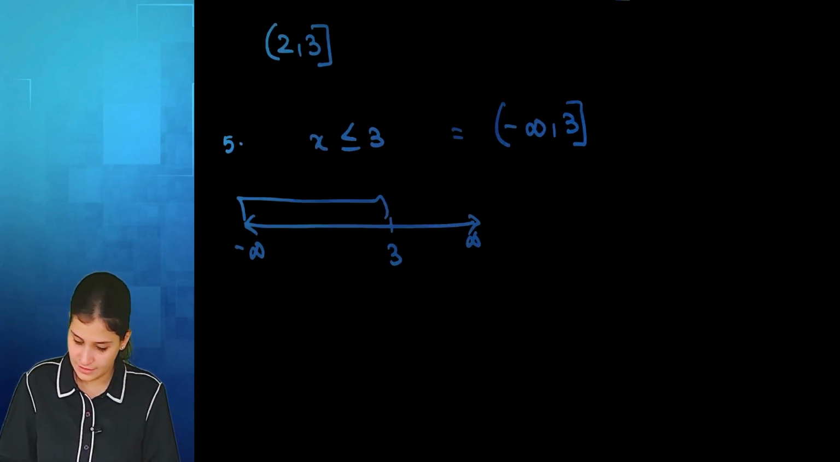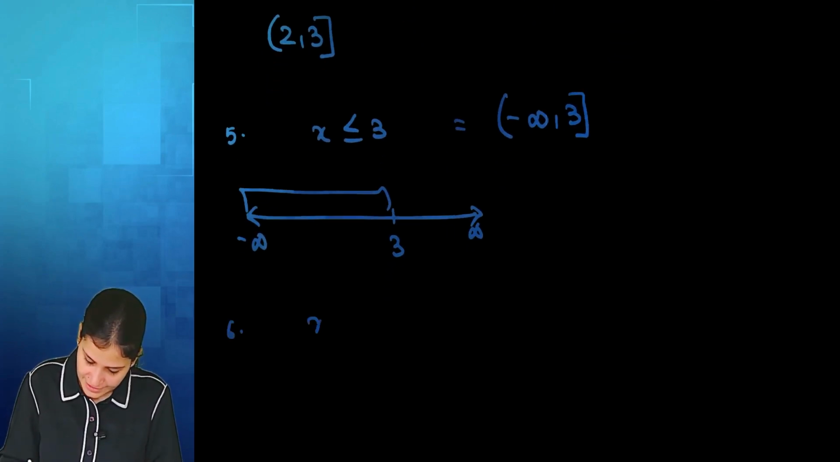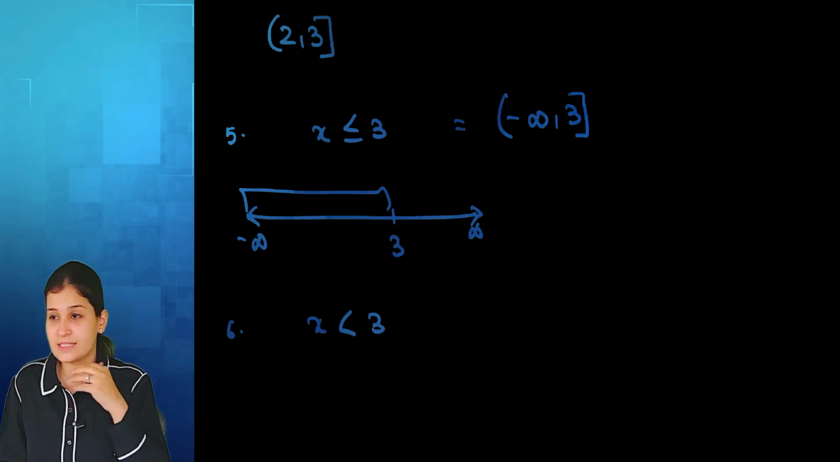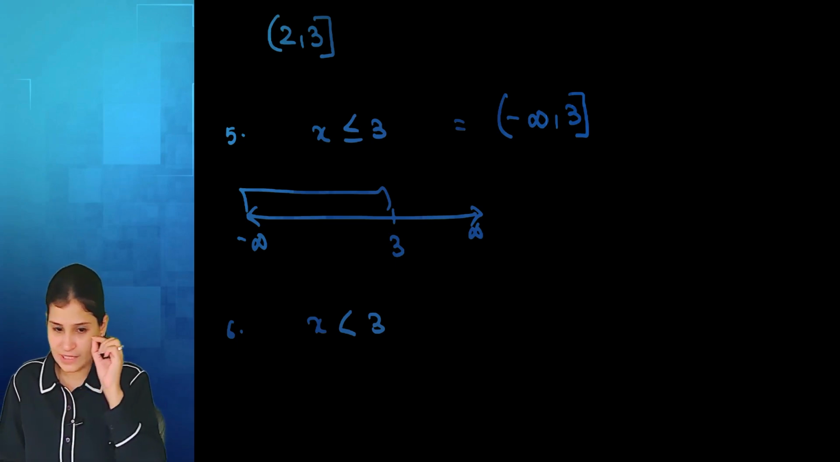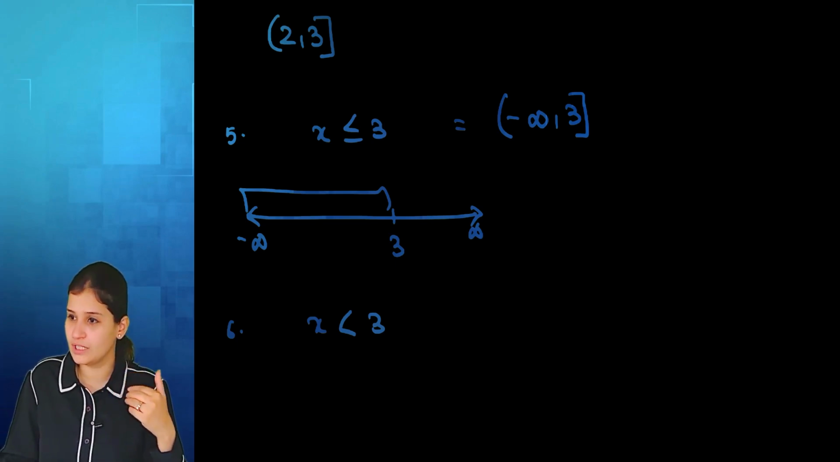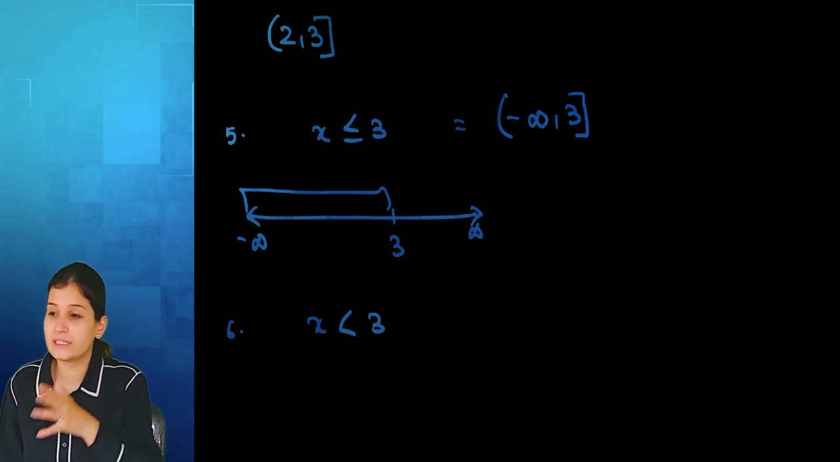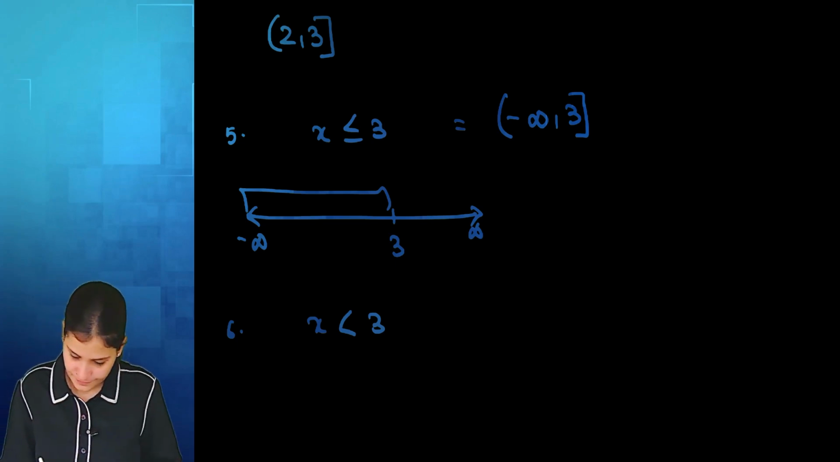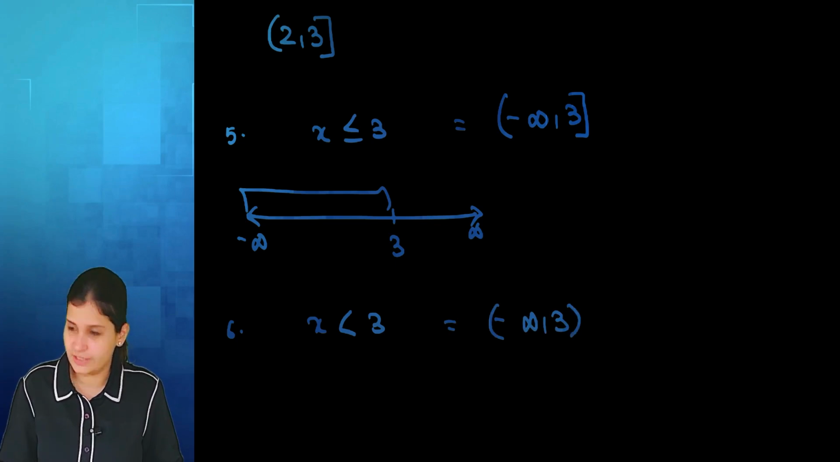If I write x smaller than 3, wherever the mouth opens, it's the larger number. Wherever there is a pinpointed V, it's the smaller. So x is smaller than 3, so x is on the left side of 3. So same, the only difference is the open interval.